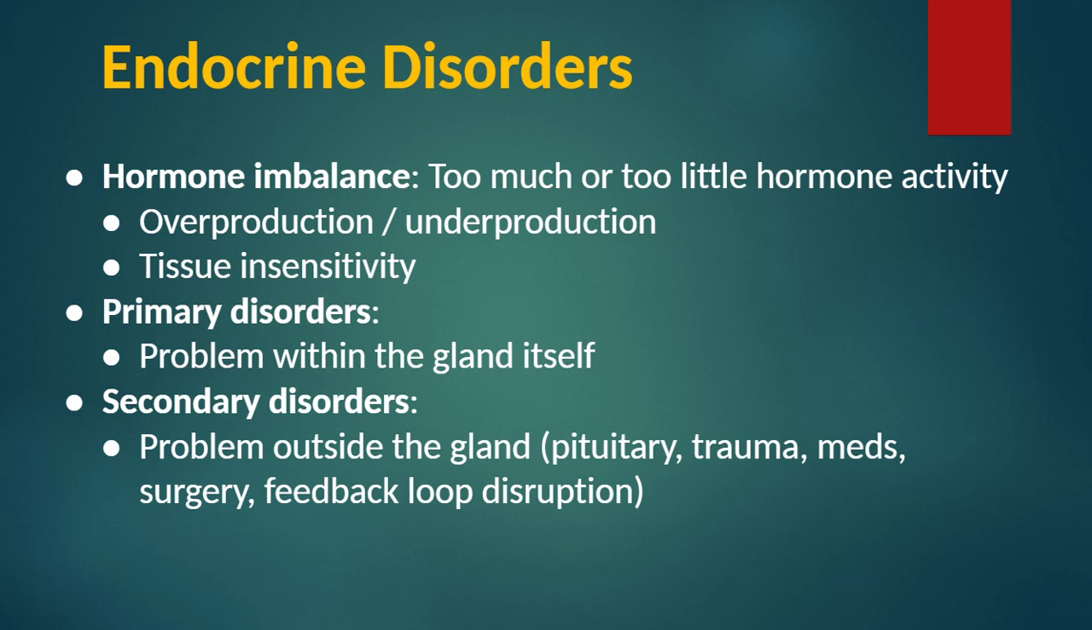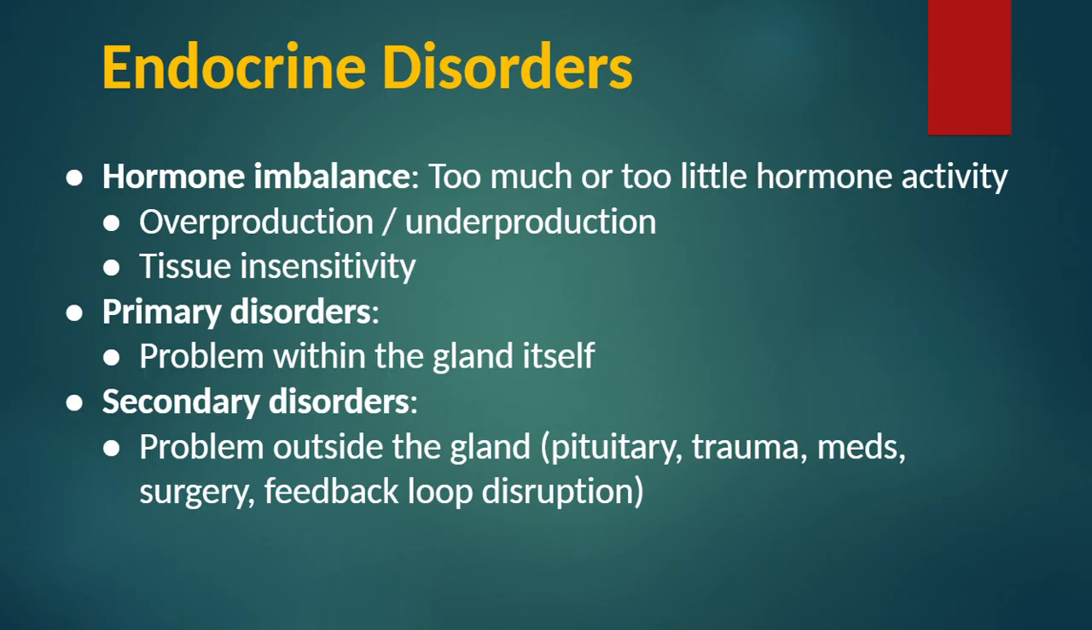For example, a gland might release too much thyroid hormone, causing hyperthyroidism, or not enough insulin, leading to diabetes mellitus. Sometimes, even when hormones are produced in normal amounts, the tissues don't respond as they should. This is called tissue insensitivity or decreased sensitivity.